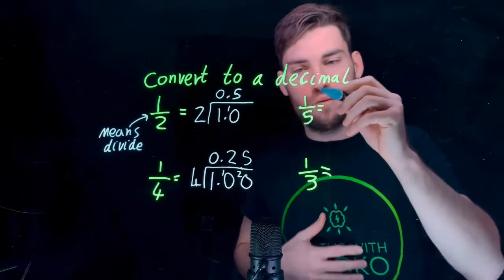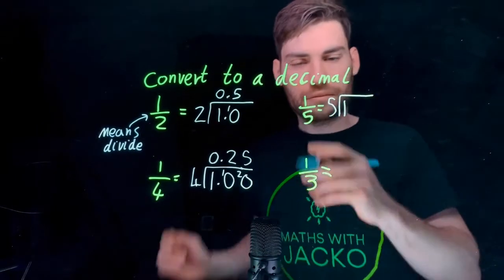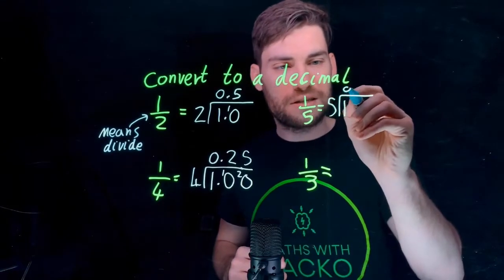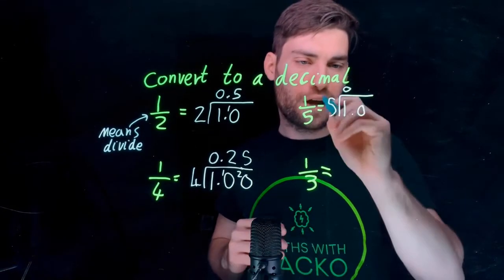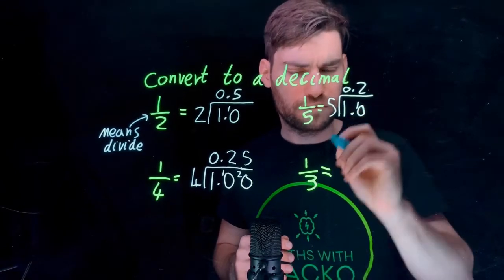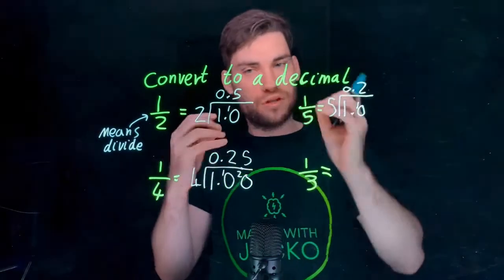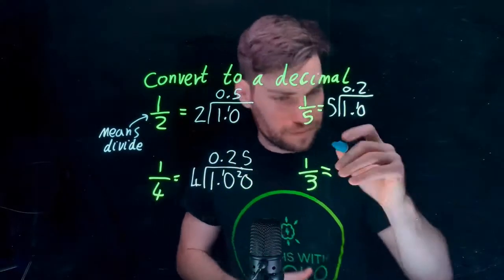Right, with a fifth, 1 divided by 5. So set up our bus stop. How many 5's go into 1? That's 0. Then we carry the 1 over. How many 5's into 10? That is 2. Hopefully you see now why they are the way they are, why these decimals are these, okay?